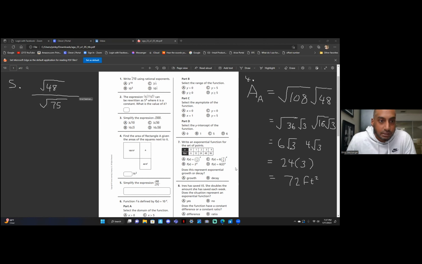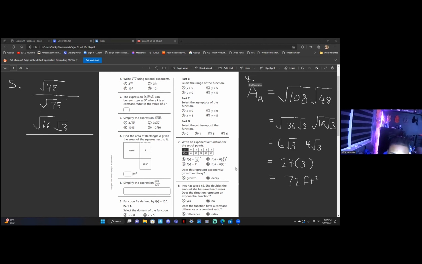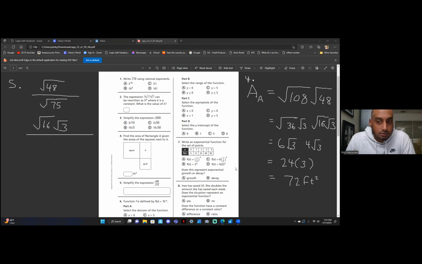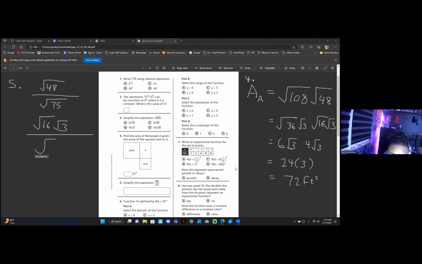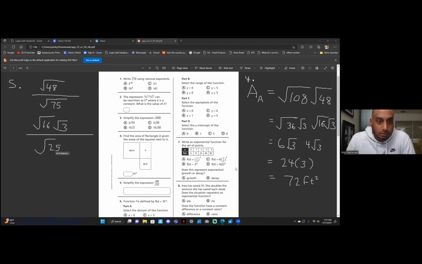Okay, so for the 48, we're going to break that down into root 16 and root 3. One of them has to be a perfect square for us to simplify. What's the biggest perfect square that goes into 75? Root 25 and root 3. Okay.